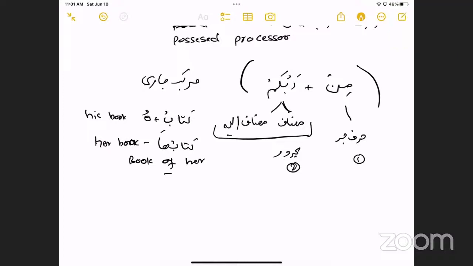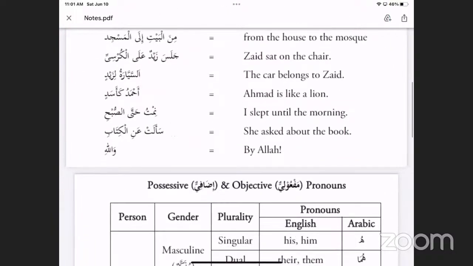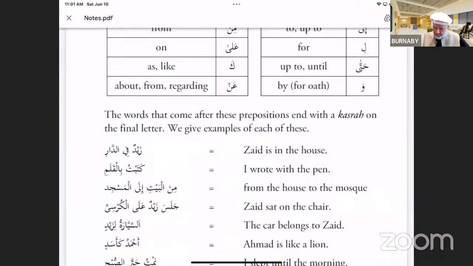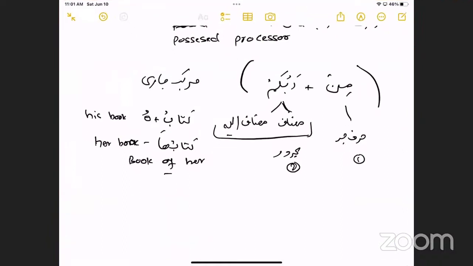Can we say that? No, it's not correct English. Yeah, I know. But isn't it the same meaning though? Yes. We are saying that Kitabuhu is basically, where did he go? Right? Kitabuhu, book of her. I'm just trying to make you understand.